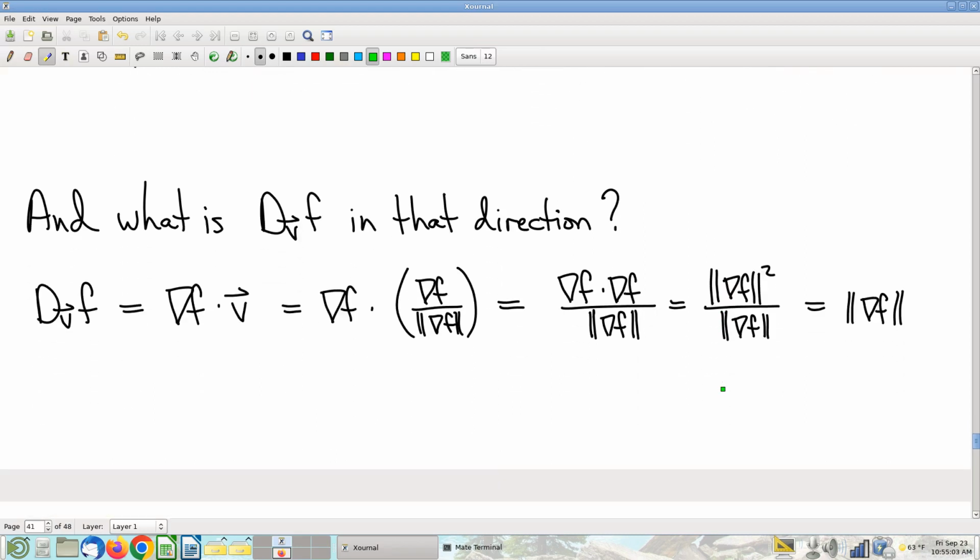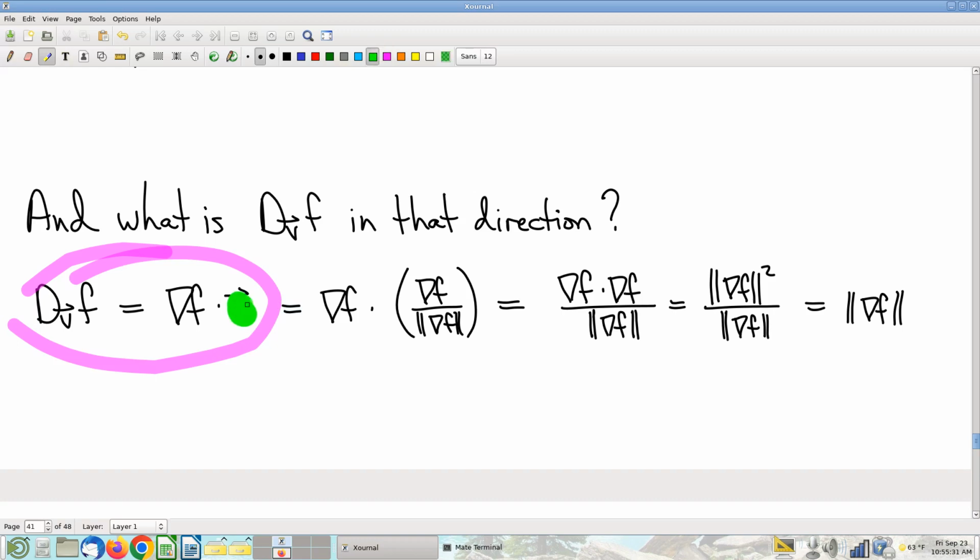Natural next question. Okay, so I'm supposed to go in that direction. How much is the function going to be increasing? How quickly am I going to be getting warmer? How fast will I be gaining altitude if I go in that direction? Whatever your context is. So, an easy calculation again. Directional derivatives are computed by dot product with the gradient.